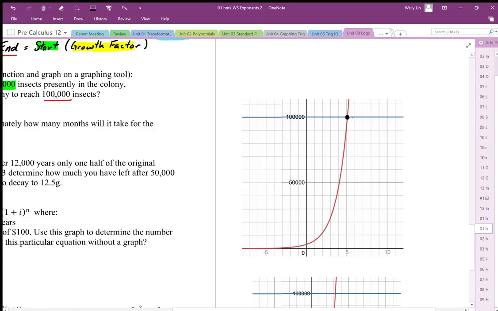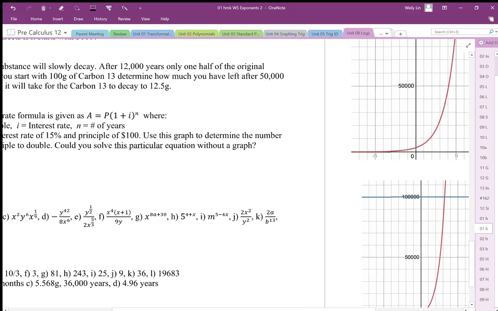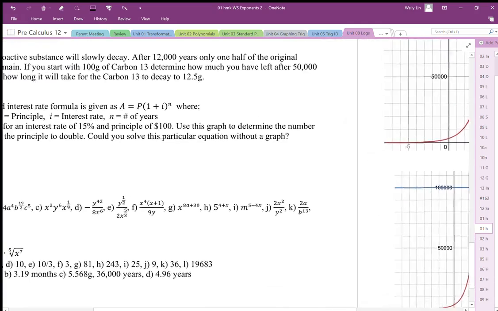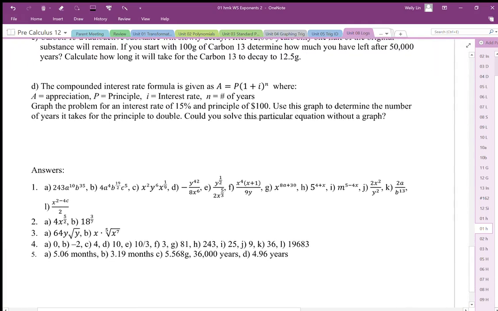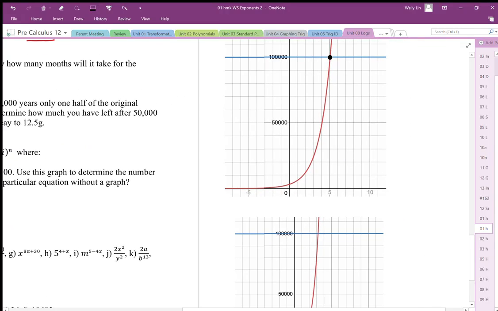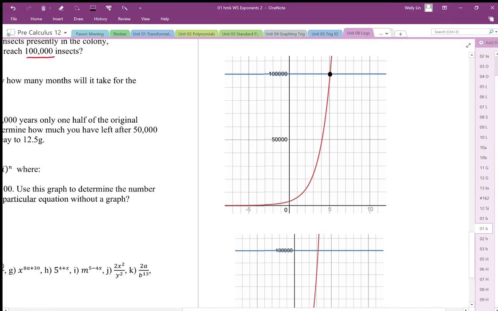the amount of time it takes. So it's just over 5. In this case, it looks like it's going to be 5.06 months. So that value here where they intersect, and we can do this on our graphing tool. Again, if you do this on Desmos, you can find that intersection point. That's going to represent 5.06. In this case, it's months.